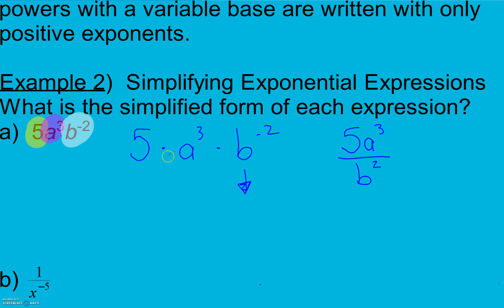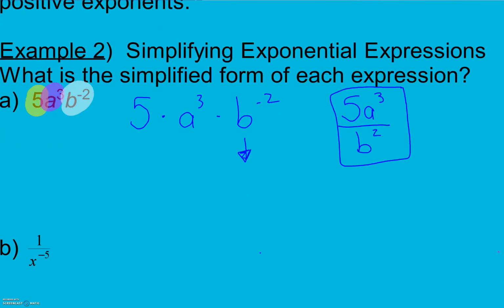Keep in mind that the 5 and the a didn't have to stay together. They're their own individual pieces. So we could have moved the a without having to move the 5 if it would have been negative.